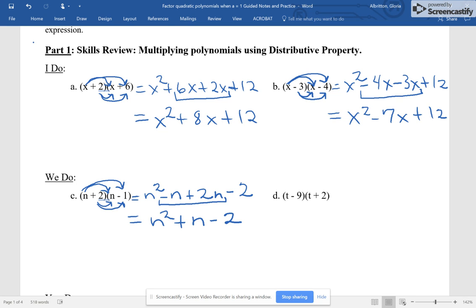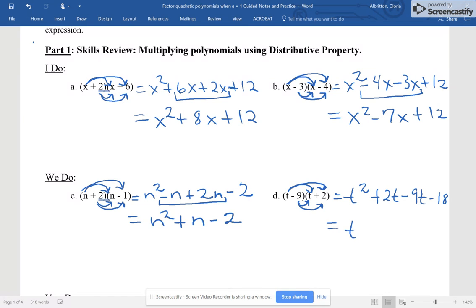And lastly, when I distribute t times t and t times 2, then I'll do negative 9 times t and negative 9 times 2. T times t is t squared. T times 2 is 2t. Negative 9 times t is negative 9t. And negative 9 times 2 is negative 18.